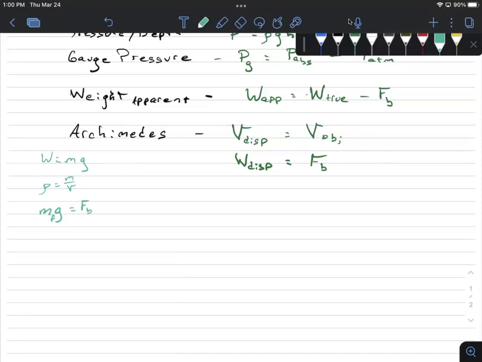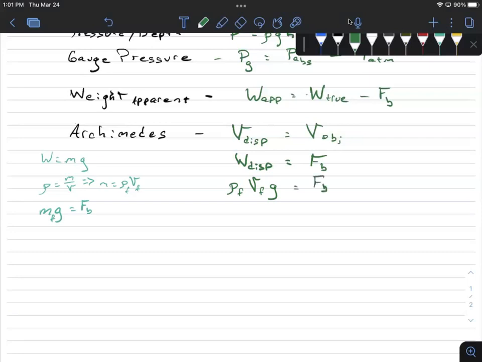But then I don't know what the mass of the fluid is, so I use the density equation to say mass is density times volume of the fluid. And so now what we get is the main equation: the density of the fluid times the volume of the fluid times g. That's mass times gravity, which is the weight, must be the same as the buoyant force.